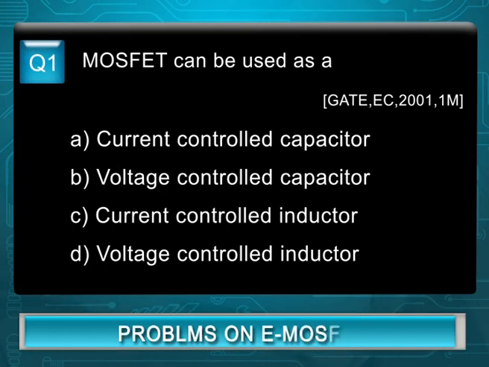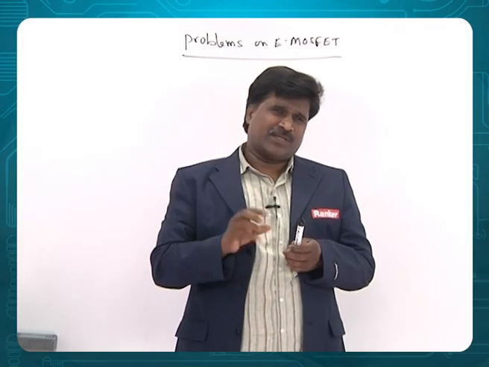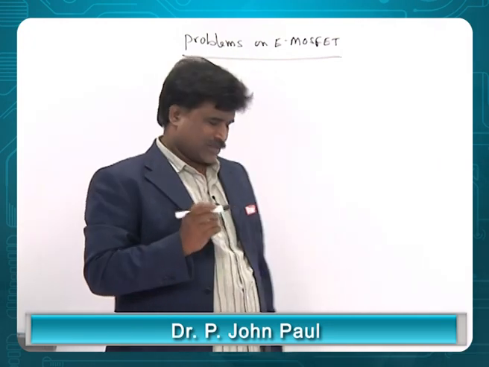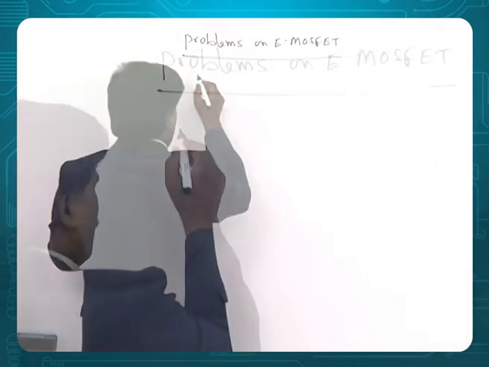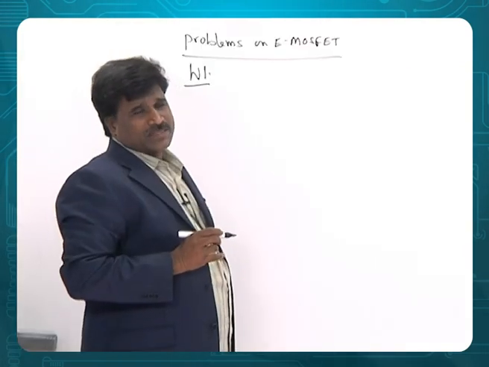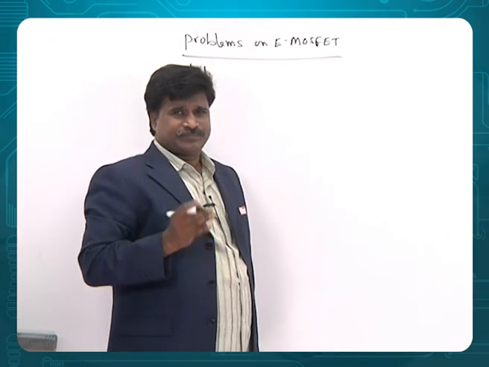Question number 1. A MOSFET can be used as: A. current control capacitor, B. voltage control capacitor, C. current control inductor, D. voltage control inductor. This came from GATE EC 2001 for 1 mark. Remember, generally 1 mark questions are concept based questions. Concept based. So let me explain.